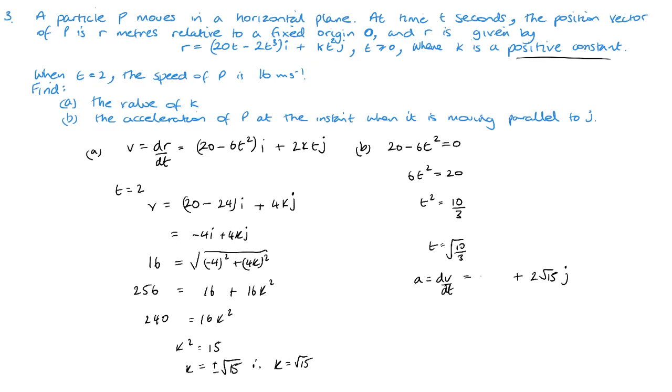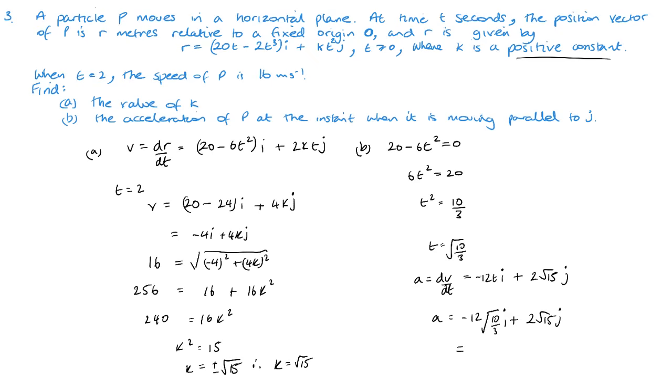Sorry, it's minus 12 t i. Missed out the t there. Okay, now substituting in t equals this root 10 over 3, and we get that the acceleration is minus 12 times root 10 over 3 plus 2 root 15, and that's j, and that one is i.